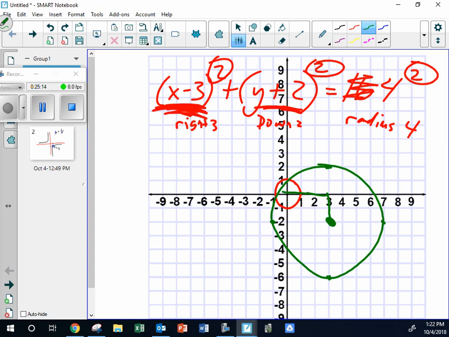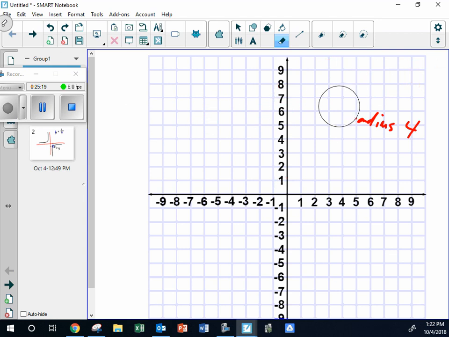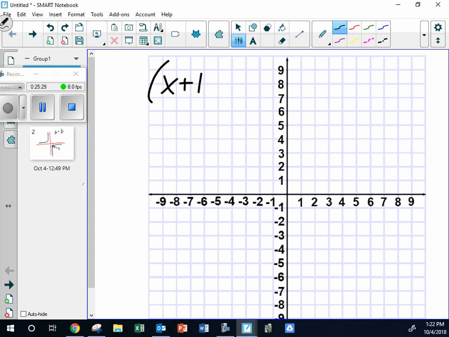Let's see if you can do one then. Again, don't underestimate these, because it's the most missed question on the PSAT. There's a lot of kids that take that. All right. So here's (x plus 1) squared plus (y minus 7) squared equals 4.